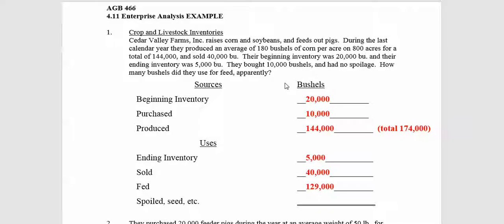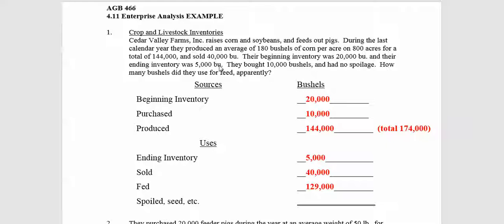Hello, today we're going to take a look at example assignment 4.11 enterprise analysis. Today is quite a challenging assignment because we are taking a look at an example where we are changing inventories throughout the year. In this scenario, we are looking at a farm in which they produce their own corn, but at the same time still purchase some corn and sell some corn for a swine producing operation.